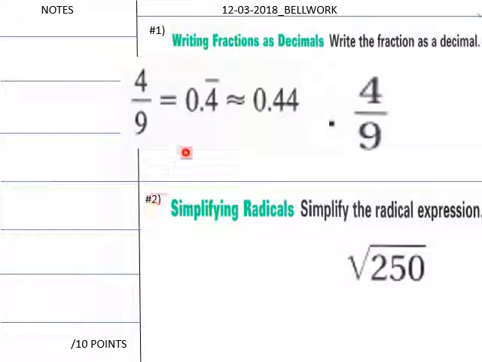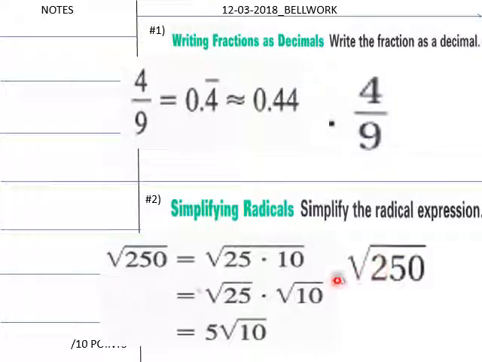Okay, welcome back. Here is 4 over 9 equals 0.44444. So that would be the decimal for 4 over 9. And then from down here, we knock it down to square root of 25, square root of 10. 5 times square root of 10 would be the simplified form of radical 250.